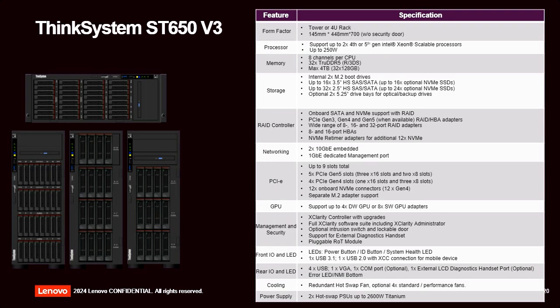As far as for a battle card, I'm not going to read through all these. I just wanted to make sure that I had the ability to share these in one central location with everybody out here. But you can see out there that it does support both 4th as well as the 5th gen Xeon scalable processors out there, up to 250 watts. So we do have limitations on our rack servers, but also on our tower servers as well.